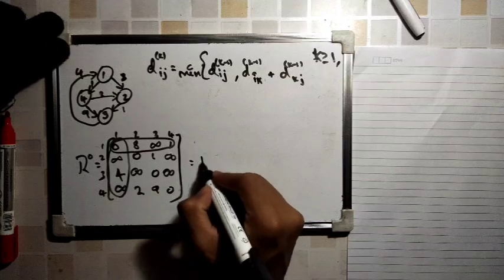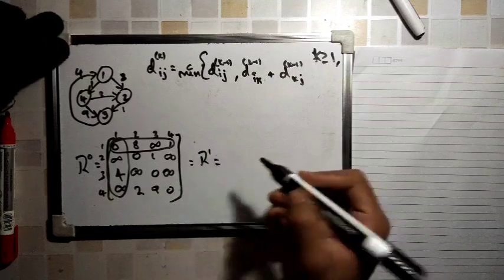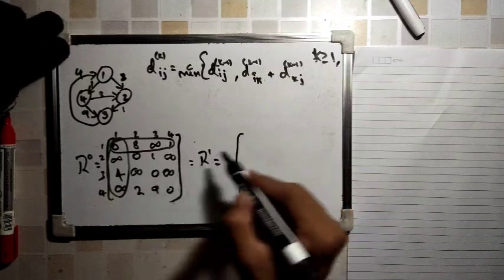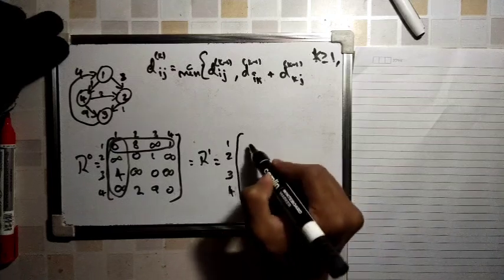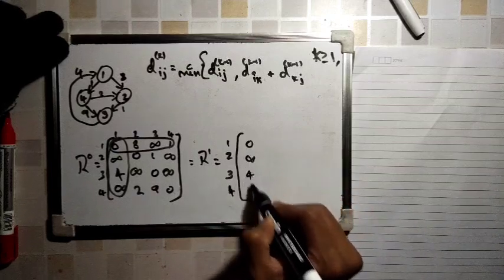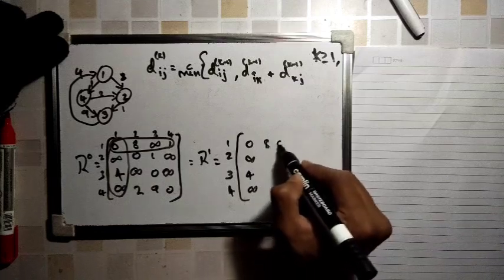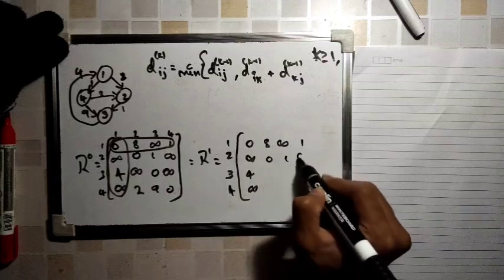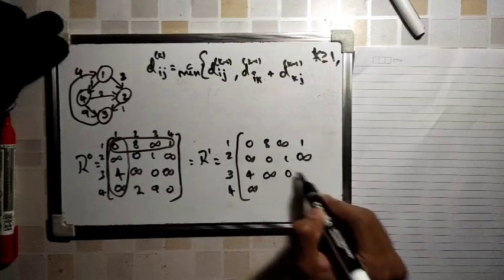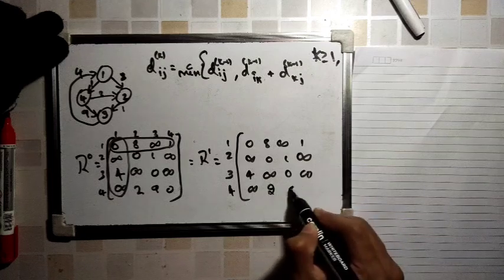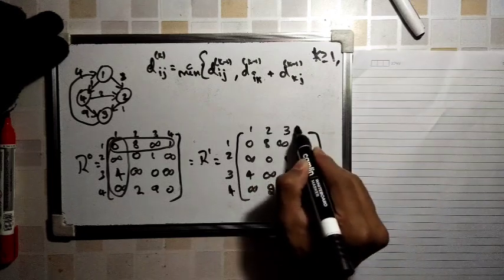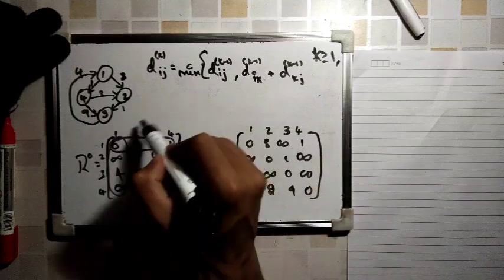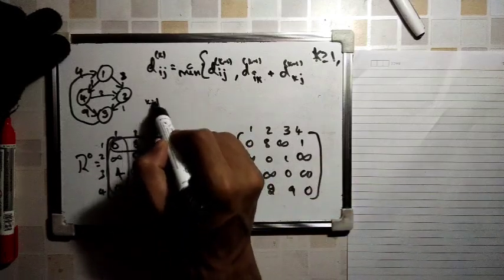R1 is equal to, so see here, I will draw the same matrix once again, and then I will just erase wherever the changes are happening. So 0 infinity 4 infinity, 8 infinity 1 0 1 infinity, infinity 0 infinity 2, 9 0, rows and columns 1 2 3 4. Now here my k is 1, k equal to 1 according to this.